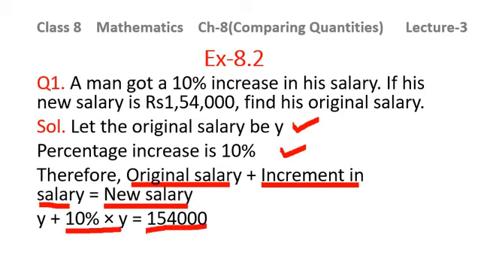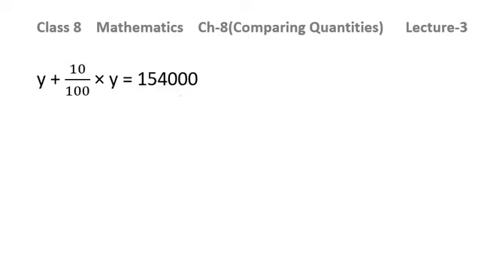So I am explaining the equation again. Here in this case, new salary is given to us and increase is being given to us, and we have taken original salary as Y. Percentage increase is 10%. Therefore, original salary Y plus 10% of Y, because increment will always be calculated on the original salary, and then we will be getting the new salary. This is the equation. Now Y plus 10 over 100 into Y will be equal to 1,54,000.